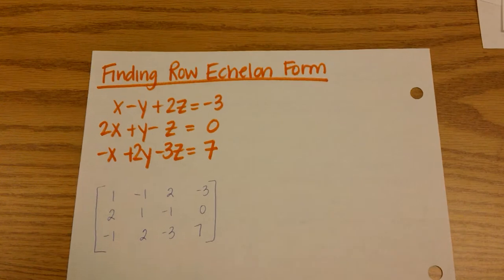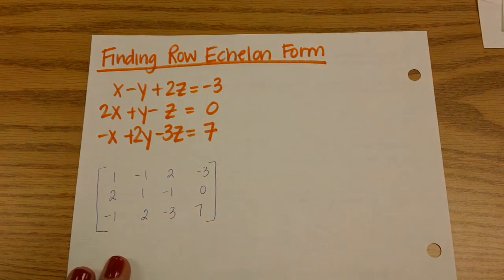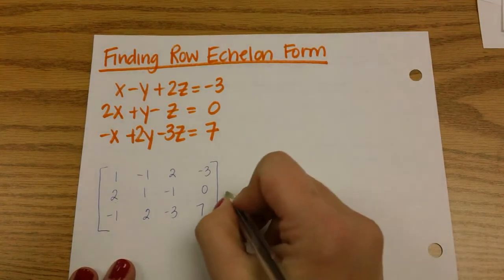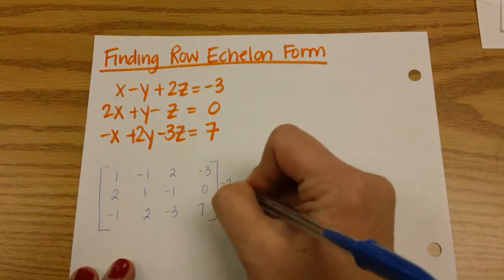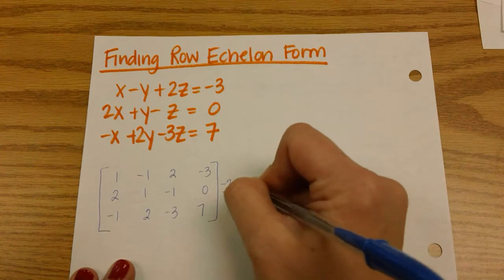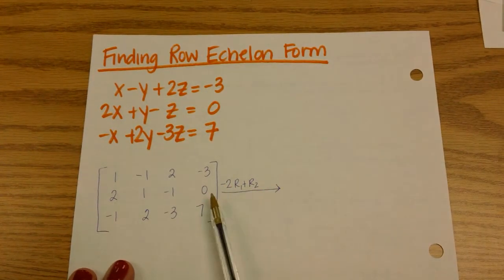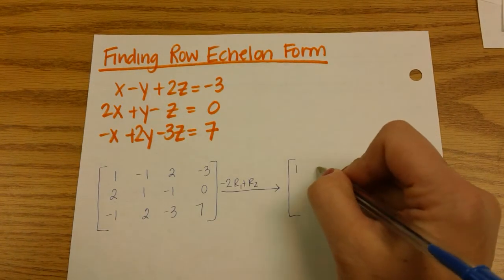Okay, so this is our augmented matrix, and what we want to do is put it in row echelon form. Basically we need to make this 2 a 0. So what we're going to do is multiply row 1 by -2, add it to row 2, and replace row 2 with that sum. So row 1 stays exactly the same.